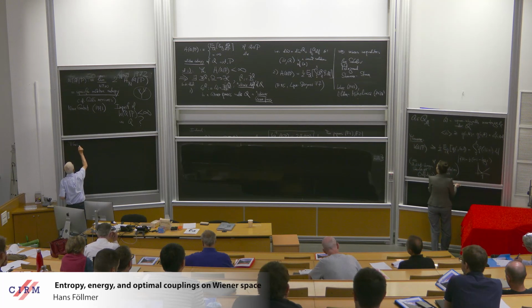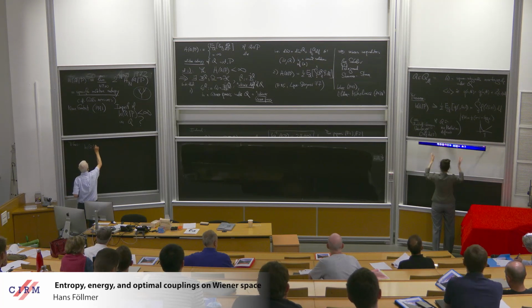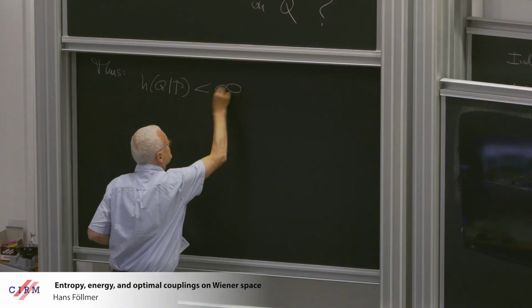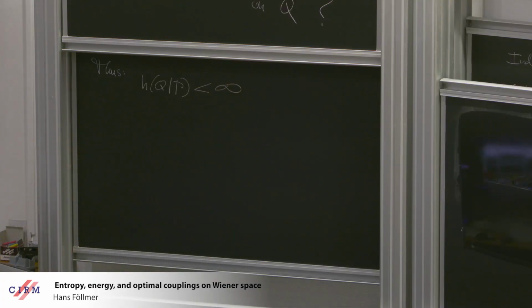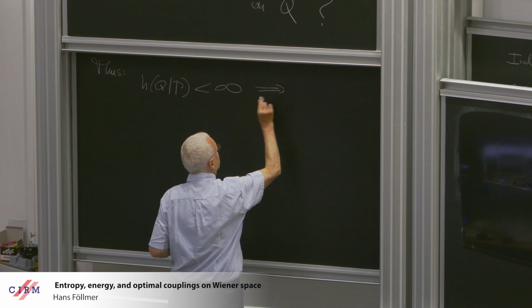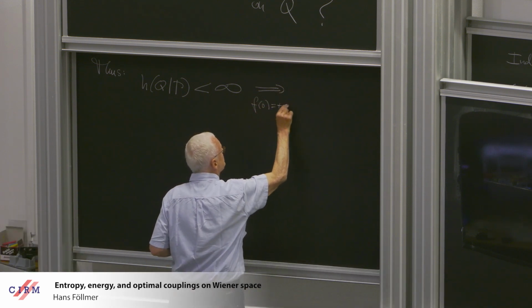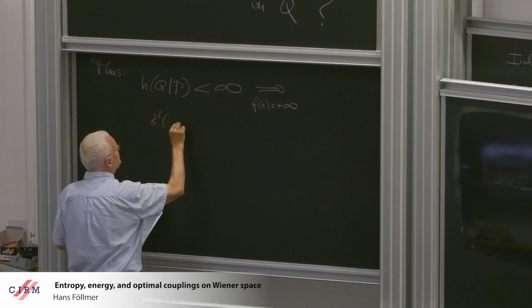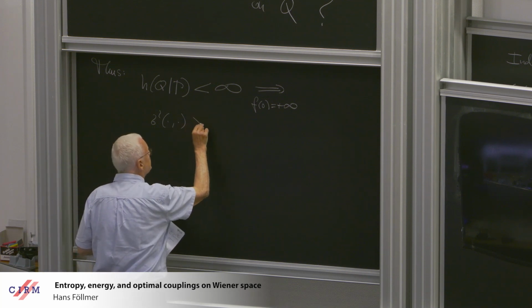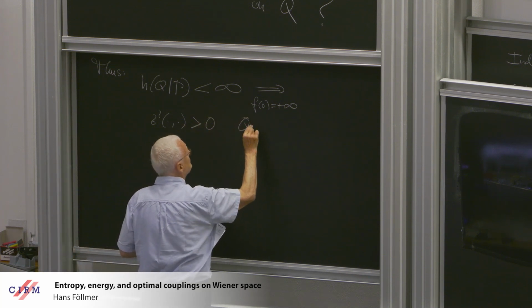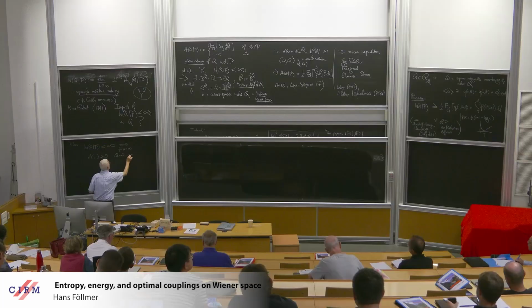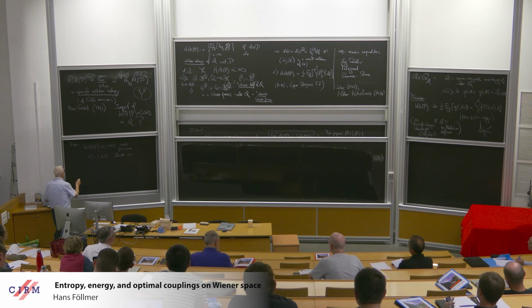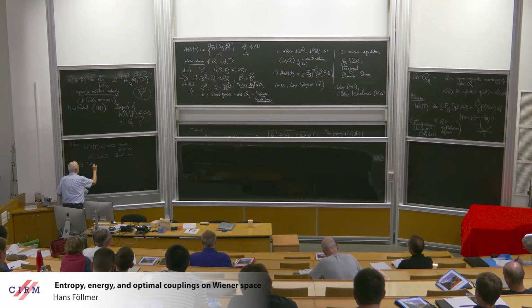So this theorem shows that the specific relative entropy is finite. Now our question is, what is the impact? Well, we see that since the function f of 0 is equal to plus infinity, it must be that this term here is strictly positive Q almost surely.